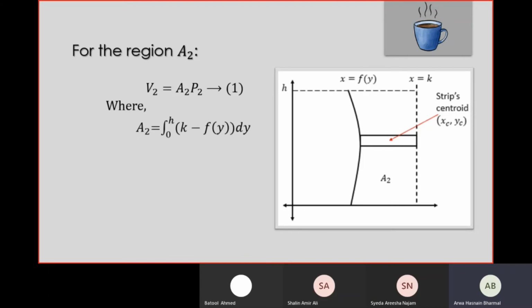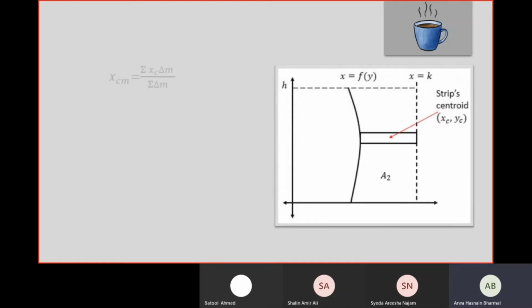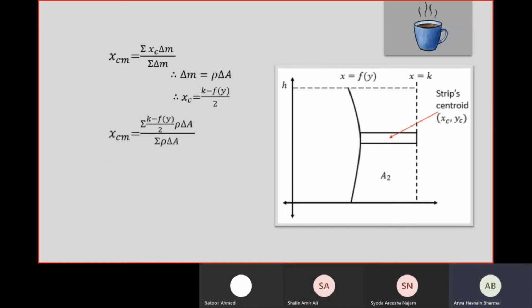And A2 is obviously the area under the curve, k minus f(y), and P2 is 2 pi r2, where again r2 is the distance of the centroid from the y-axis, which is actually the x-coordinate of the centroid. Now, for finding the centroid, we again divide the whole region into small rectangles and substitute the value of xc, which is (k minus f(y)) over 2, the exact center of each strip.